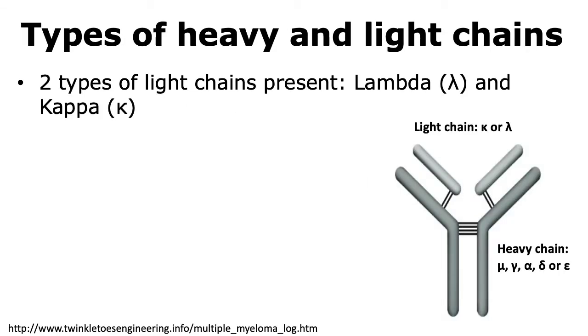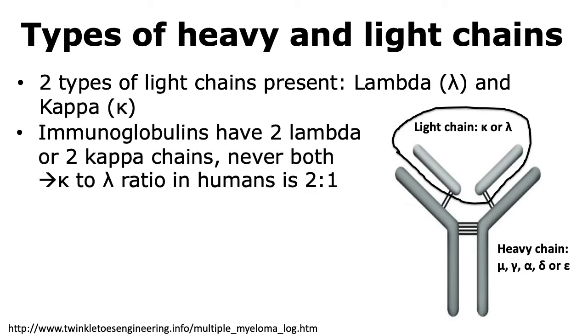In the case of humans, there are two types of light chains that are present. So in the figure, we can see where the light chains are, and the two different types of light chains that can be present are the lambda or the kappa light chain. Now, each immunoglobulin will have either two lambda chains or two kappa chains, but never can you have both, which means we will never find an immunoglobulin that will have one lambda and one kappa chain. So either both will be lambda or both will be kappa.